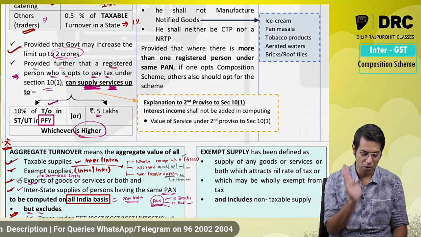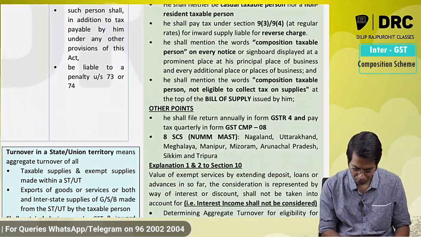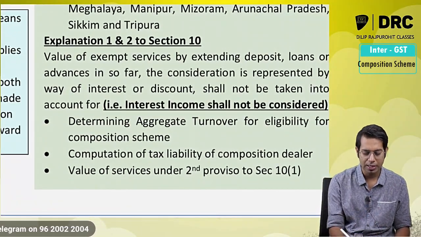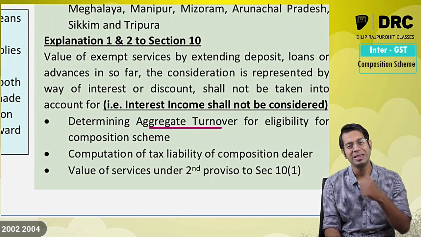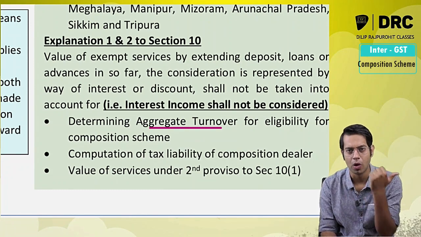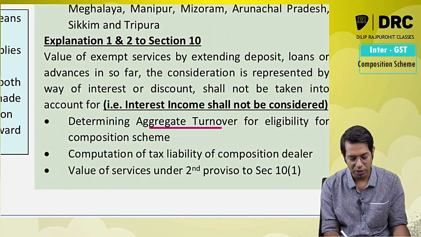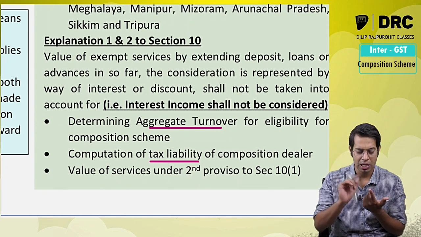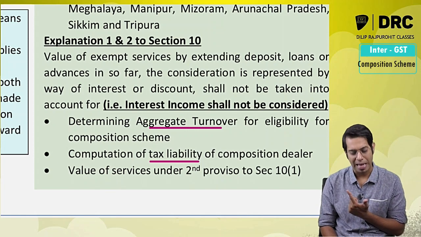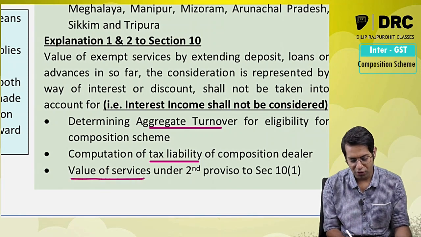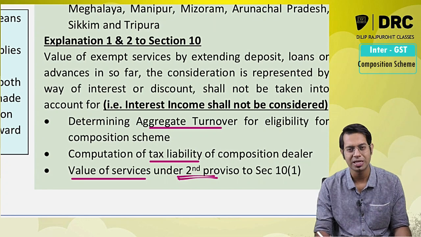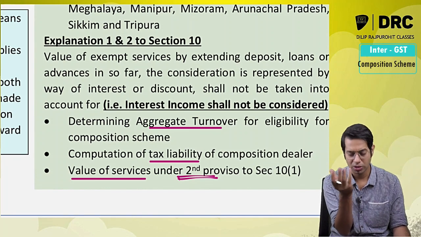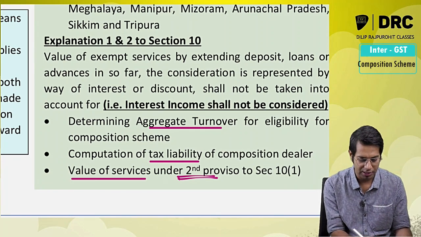Now, a very, very important point I am going to tell you. In case of the composition scheme, whenever you are determining the aggregate turnover for checking whether you are eligible to become a composition dealer or not, whenever you are computing the tax liability of a composition dealer, 1% or 5% of turnover in the state, and whenever you are computing the value of services as per second proviso to section 10 subsection 1, that is the 10% of turnover in the state or 5 lakh rupees, you should not include interest income.